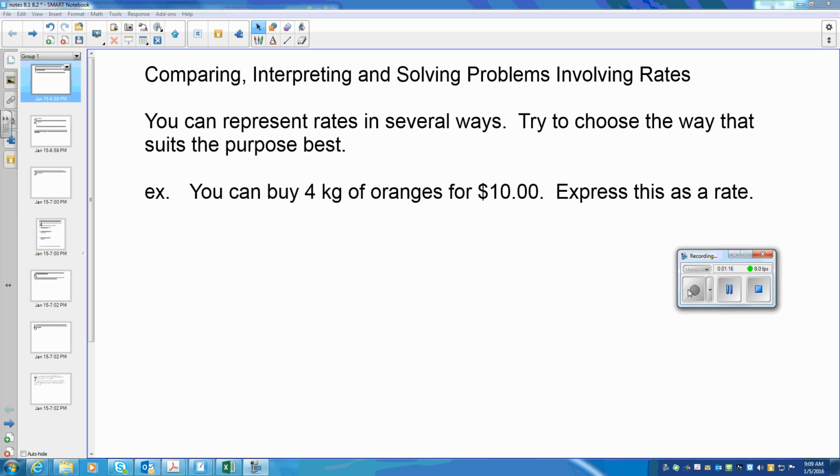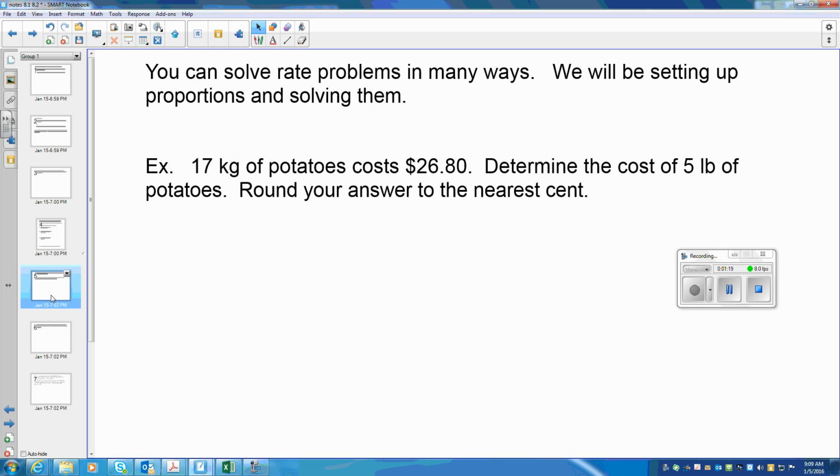Now, I think we were somewhere around here, solving rates in many different ways. Is that where we were? Okay. So we've got 17 kilograms of potatoes, and they cost $26.80. Determine the cost of 5 pounds of potatoes. Okay. Round your answer to the nearest cent. So what would you do here? We could figure out 17 kilograms. Could we change that into pounds?